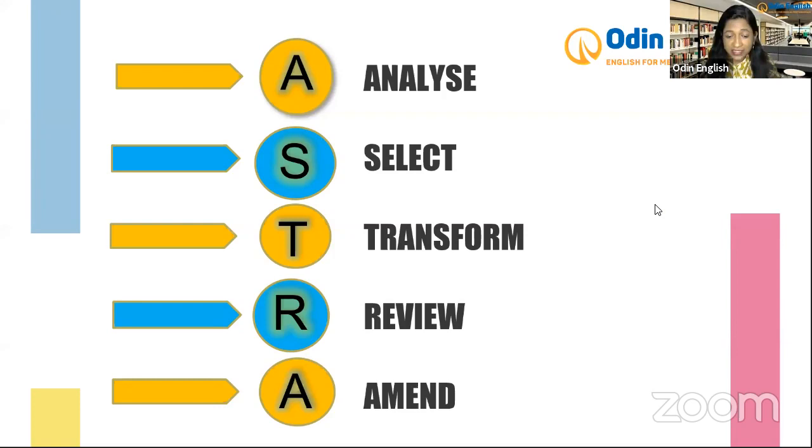So with this tool, you will be able to conquer the writing module and write a very good letter. The five things are analyze, select, transform, review, and amend. I'll repeat again, Astra, that is analyze, select, transform, review, and amend. These are the steps that you can follow to write a good OET letter, which would give you a grade of B and above.